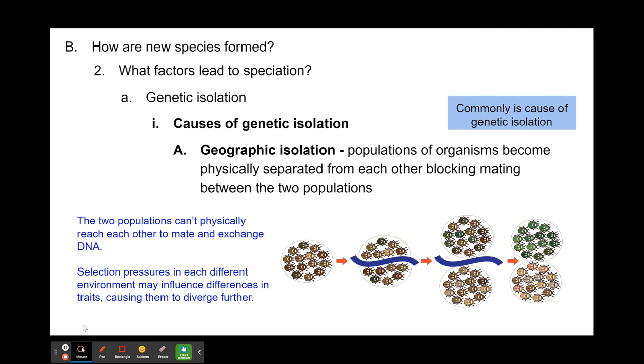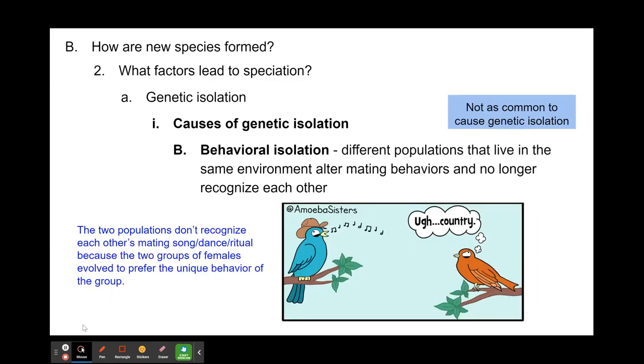Geographic isolation is the most common type of isolation that leads to genetic isolation. But it doesn't always occur to create a new species. Sometimes individuals can still be in the same region and diverge genetically. Let's start with behavioral isolation, and let's imagine that we have two populations of birds in the same species that are relatively close to each other in the same region.